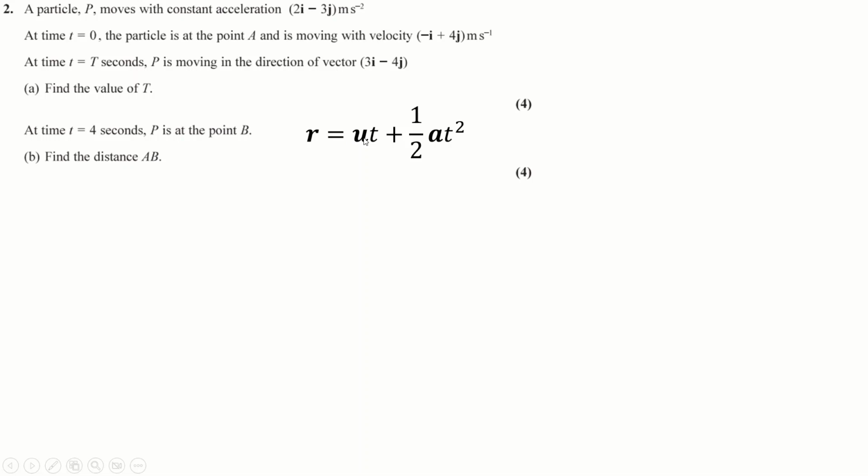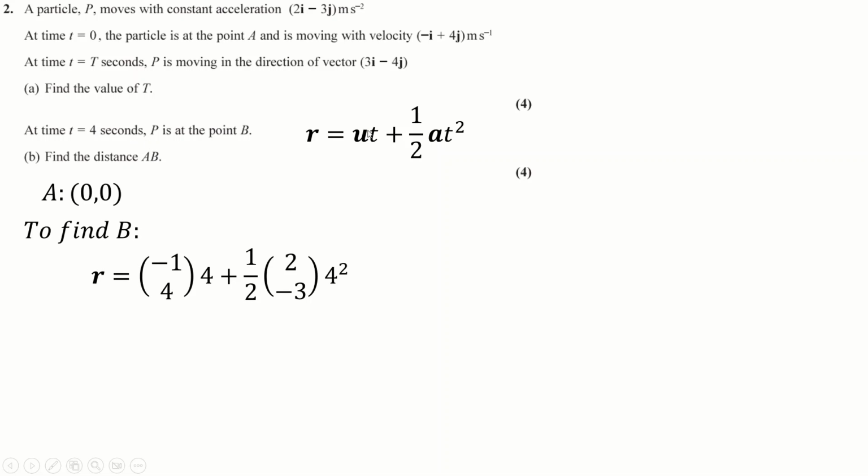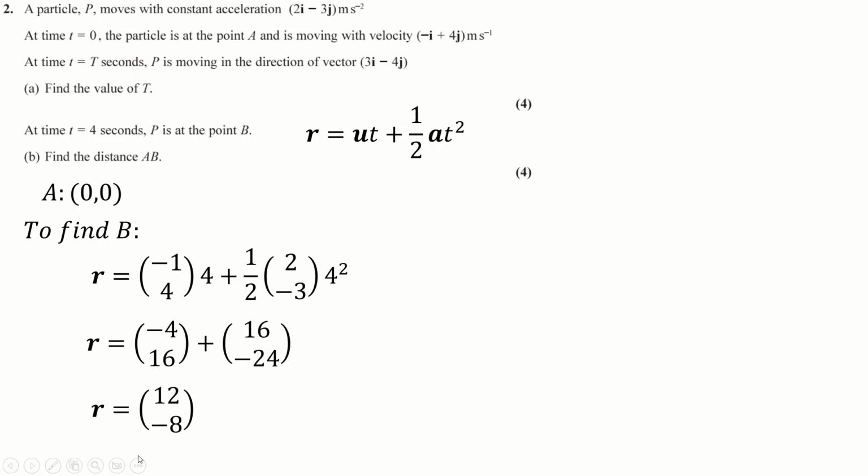We're just using r as s here, and this I think will work because we know u, we know a, and we know t is 4. So we should be able to work out the position vector by just shoving all of that information into here. So B I think is at this vector here. Now I've said A is 0, 0. I'm just pretending that it's starting at 0, 0.